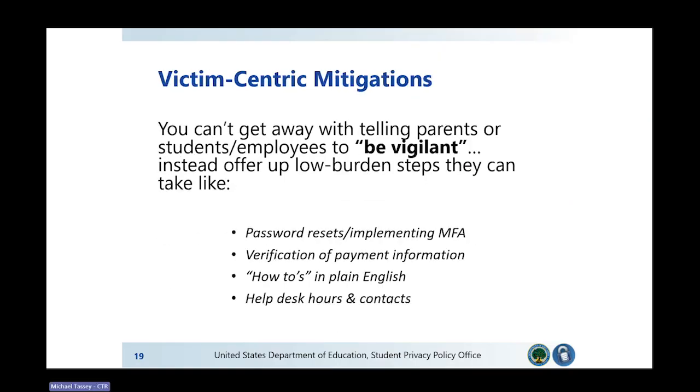So one quick way to get on the bad side of the victims, whether they be parents, students, or employees, is to make them feel as if they're on their own, right? Lots of times you hear organizations say, yeah, there was a breach. Here's some credit monitoring. Keep an eye out. Okay, see ya. That leaves a bad taste in people's mouths, right? They feel as if you lost their data and now they're on their own for the damages.